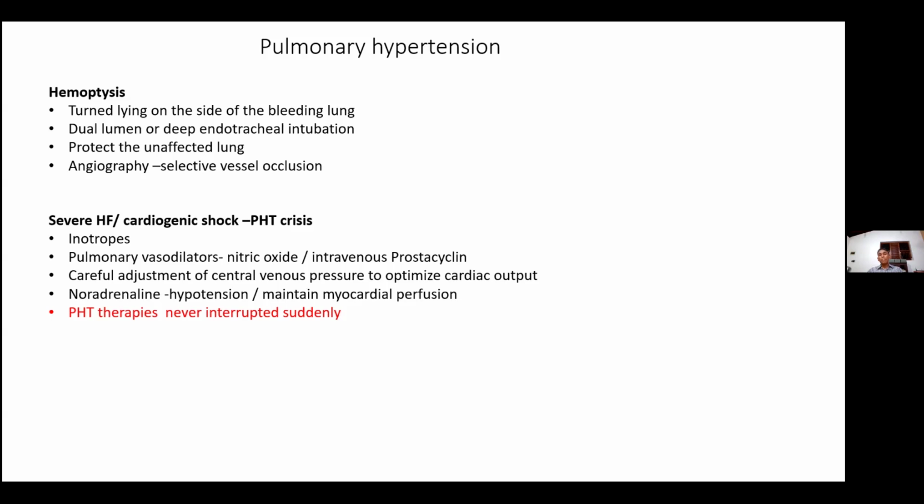And careful adjustment of central venous pressure to optimize cardiac output. So you should not drop it too much, and you should not allow it to overshoot either. So very carefully you will manage them. And if the blood pressures are low, you treat them with noradrenaline, a vasoconstrictor, and you maintain the myocardial perfusion. So that is something you will study under the inotropic medications.